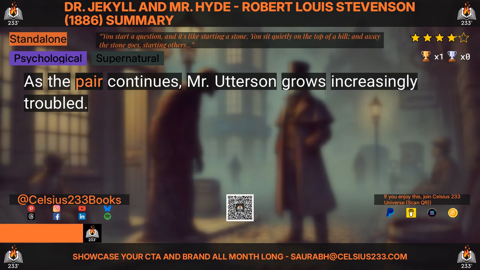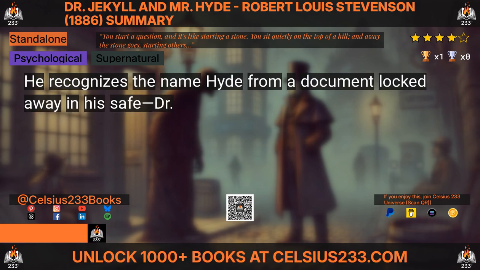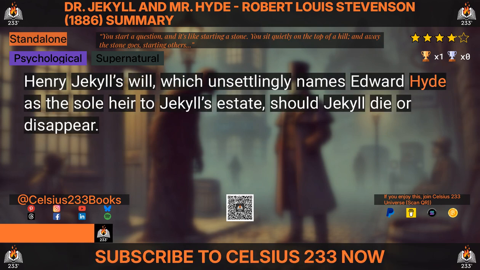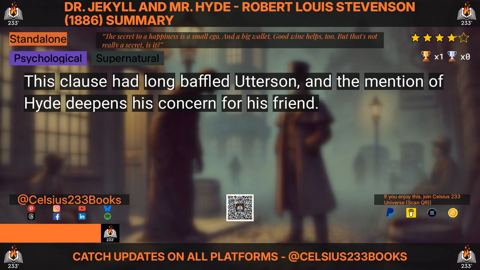As the pair continues, Mr. Utterson grows increasingly troubled. He recognizes the name Hyde from a document locked away in his safe, Dr. Henry Jekyll's will, which unsettlingly names Edward Hyde as the sole heir to Jekyll's estate should Jekyll die or disappear. This clause had long baffled Utterson, and the mention of Hyde deepens his concern for his friend.